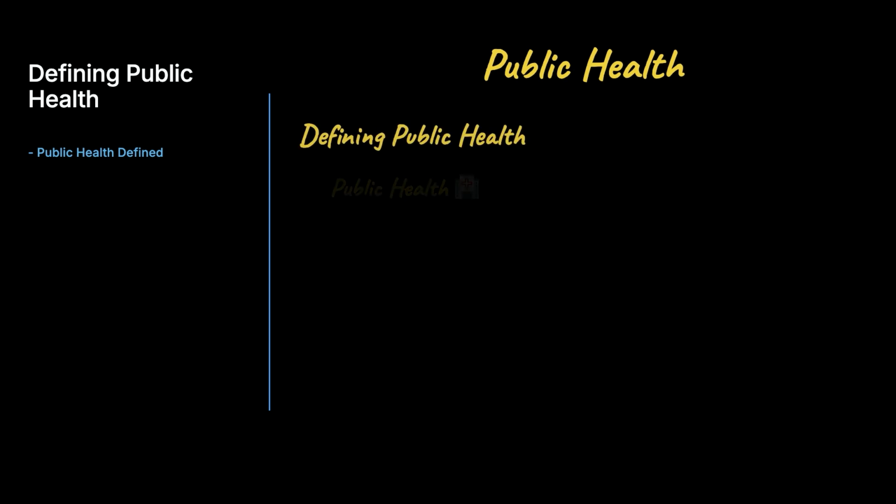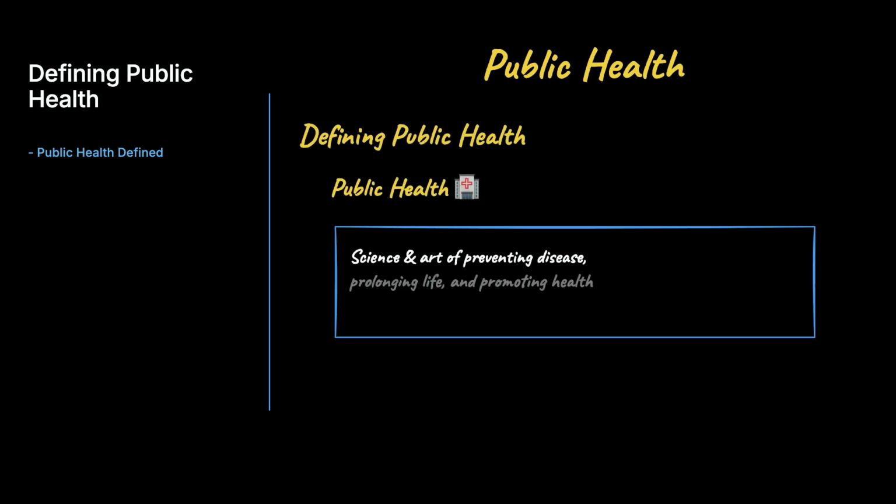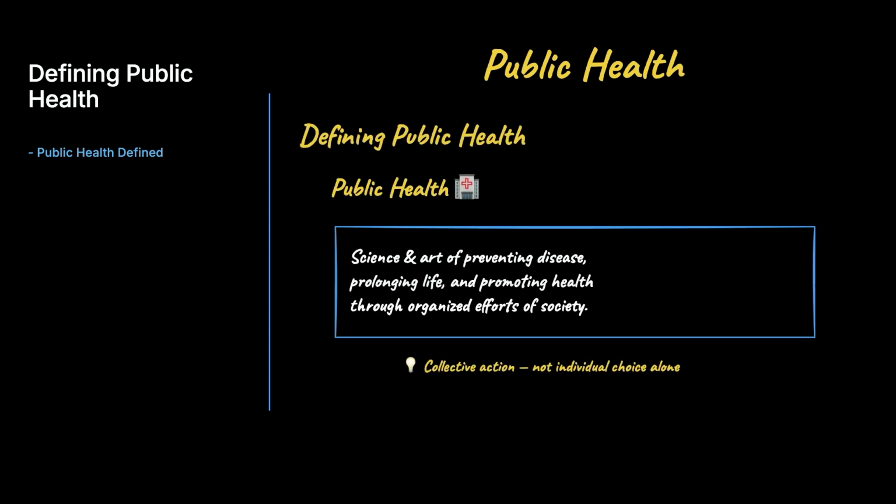Now, let us define public health itself. Public health is the science and art of preventing disease, prolonging life, and promoting health through the organized efforts of society. Notice every part. It is science and art together. It prevents disease, lengthens life, and promotes health. And it works through collective effort, not individual choice alone.